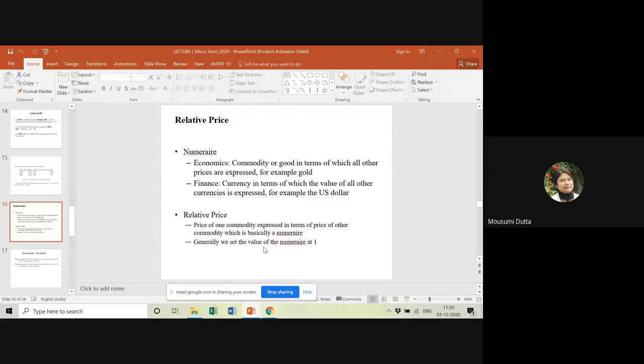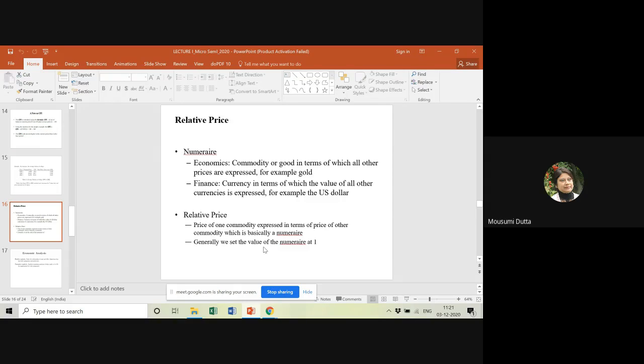Another thing I should mention: as students of economics, if I state the price of this commodity is this much, there is no meaning for this. I have to mention the relative price, the price of one commodity expressed in terms of another commodity. In a simple market with two commodities, X and Y, I cannot state Px or Py; rather, we will present Px by Py, the relative price.